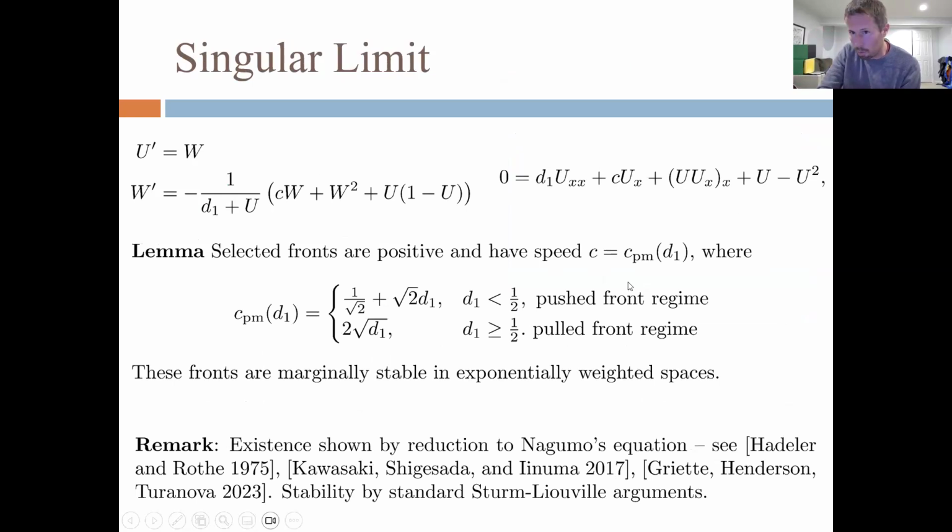You can find pushed and pulled fronts in this. So if d is bigger than a half, you have pulled fronts. If d is less than a half, you have pushed fronts. We know everything about their stability and what kind of spaces they're stable in, and so good. So we understand everything in the reduced limit. And now the question is basically, does this survive when we look at it for delta small?